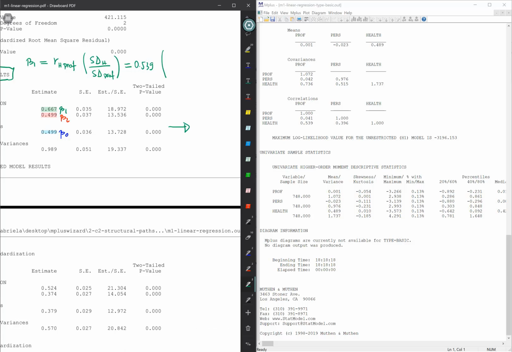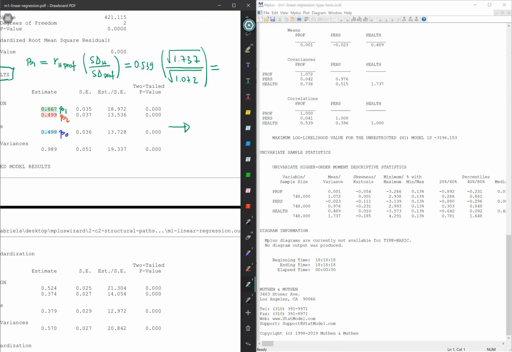Now the standard deviation can be found in the table below, and the standard deviation is just the square root of the variance. It's always the case, that's how these two are defined. If you look at the table down below, you will see that the variance for health is 1.737, it's just the last number there. And you want to divide this by the standard deviation, so the root of the variance for professional fulfillment, which is 1.072.